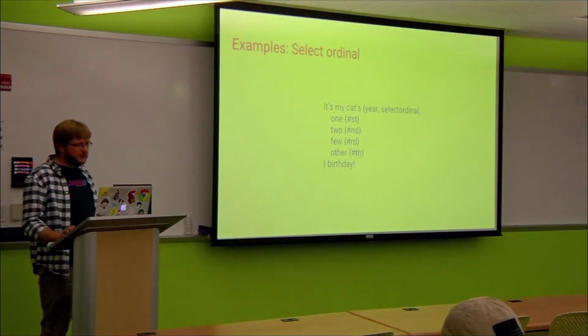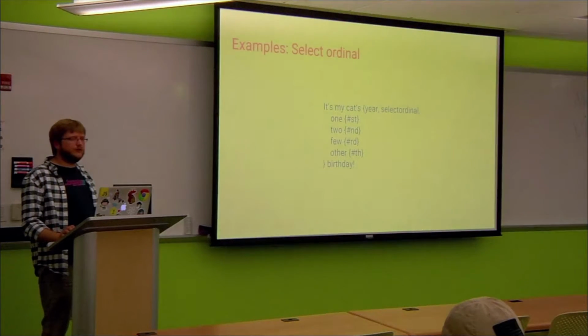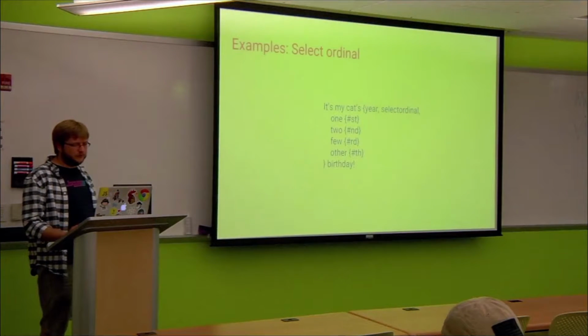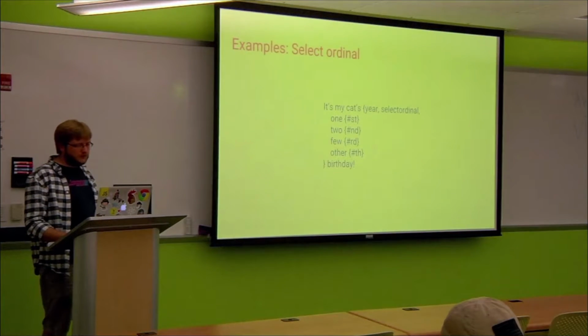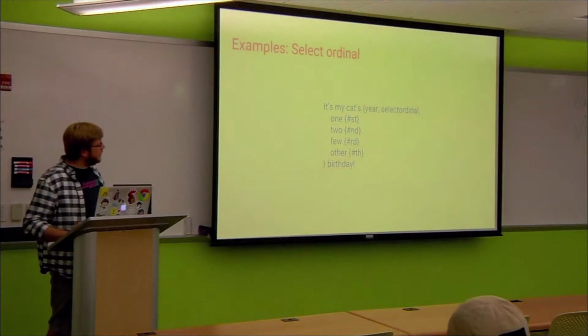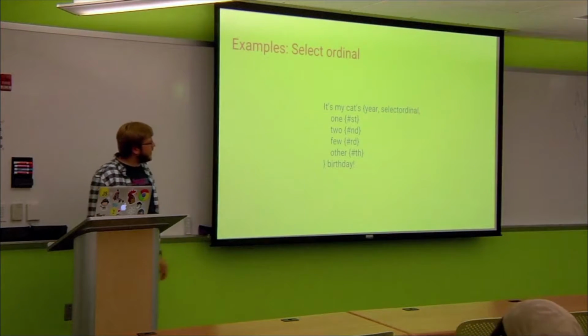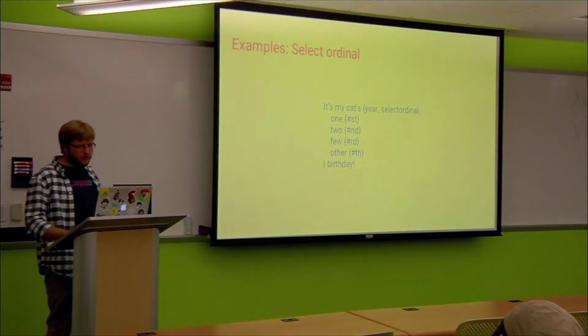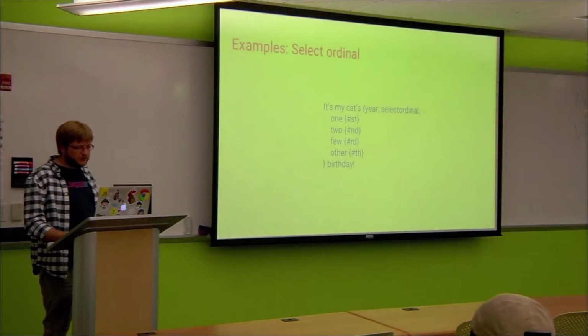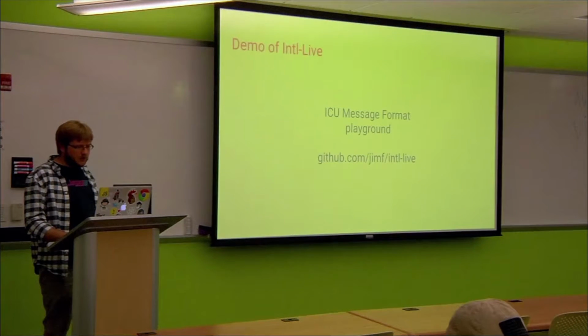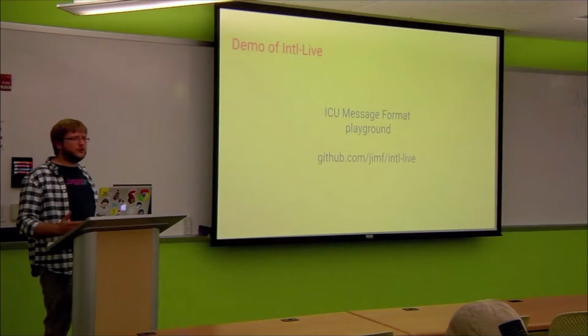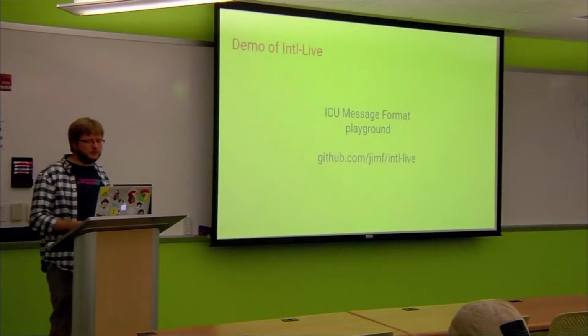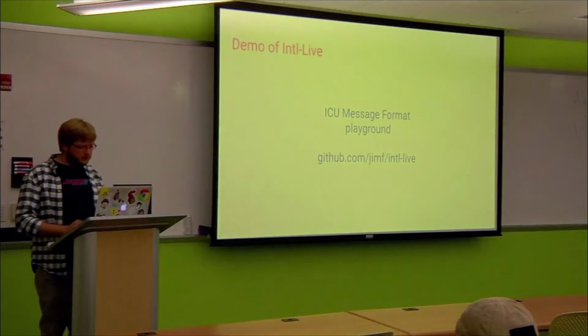And then this is the last one, select ordinal, like first, second, third, etc. This looks a lot like the previous example, but you're just specifying how to do the ordinal representation. So that's it. I flew through that really quick, but I want to demo an app to make it a little more concrete. We can play with some examples.